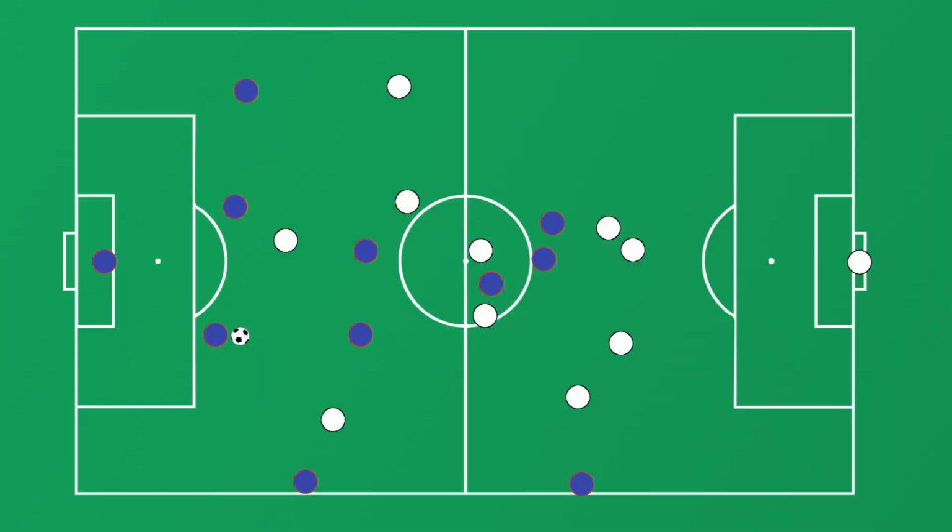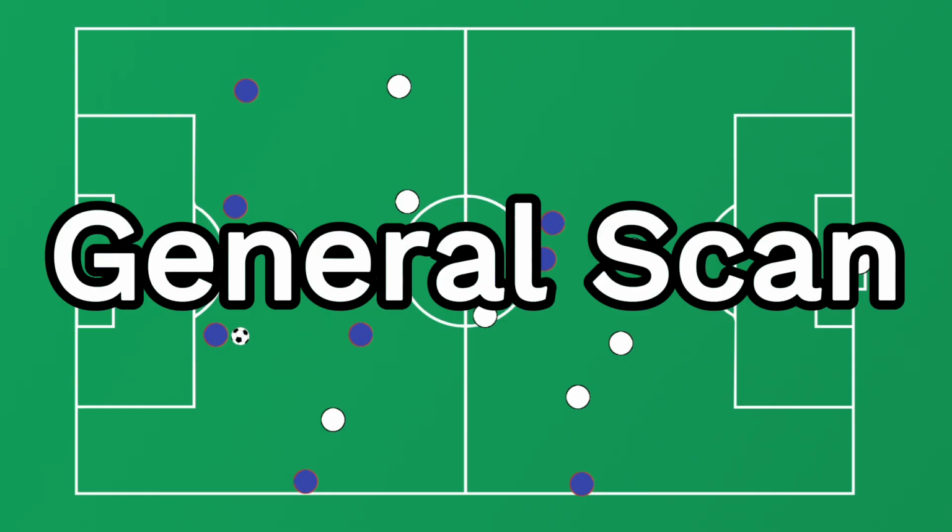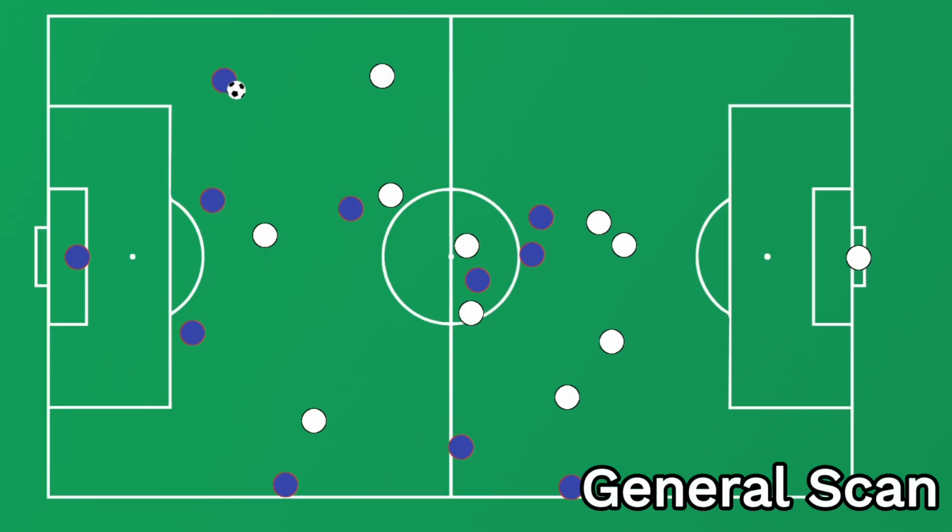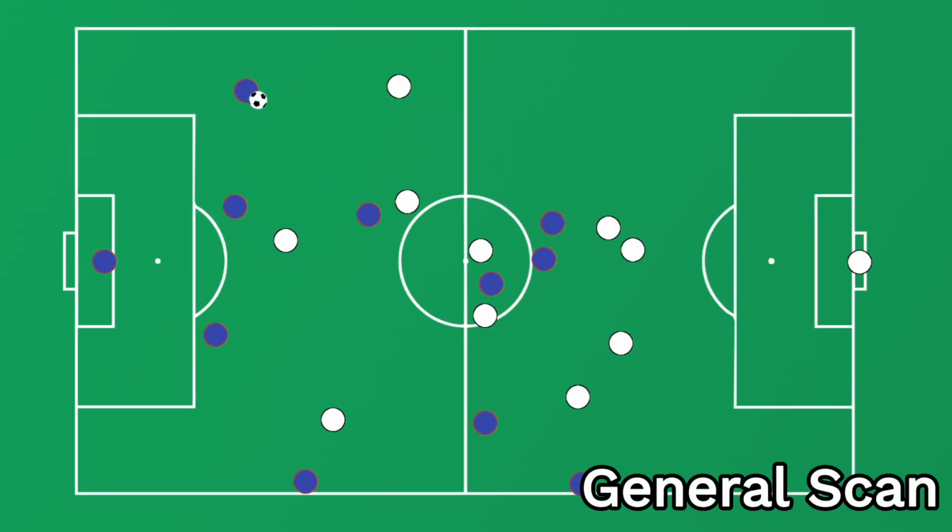So the first type of scanning is something I call a general scan. The reason I call it a general scan is because you can do this without the ball, with the ball, anywhere on the pitch, even if the ball is over here. So say you're this midfield player in this area and the left back has the ball. You can still do your general scans here, because a general scan is just getting an understanding of what the game is like, what sort of movements your teammates and the other team are making, just so you have an understanding of the picture of the game.